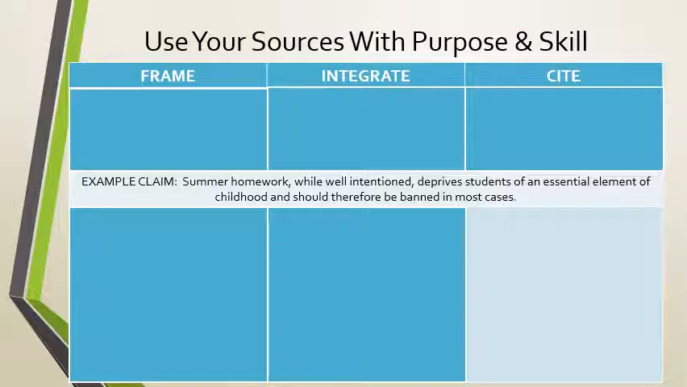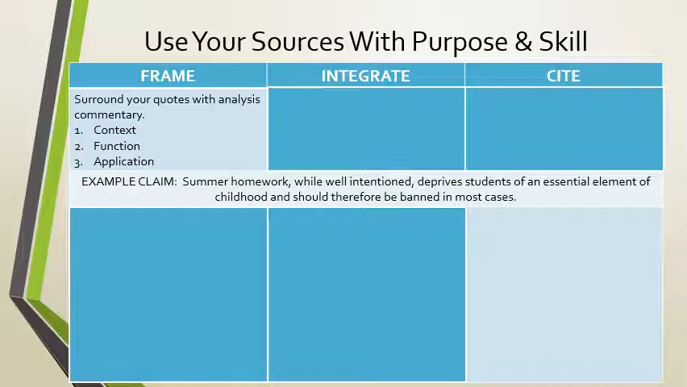So now let's talk about how we might use evidence with this claim. The first thing that we'll want to do is be able to frame evidence of this claim. So what framing means is that when you talk about the evidence, you're surrounding your quotes or your paraphrases, if that's what they are, with analysis and commentary. This is something that we've covered in the past, but it's super important, which is why it's coming back up, that when you discuss the evidence, you're making sure to include the context of the evidence, the function of the evidence, and the application of the evidence.